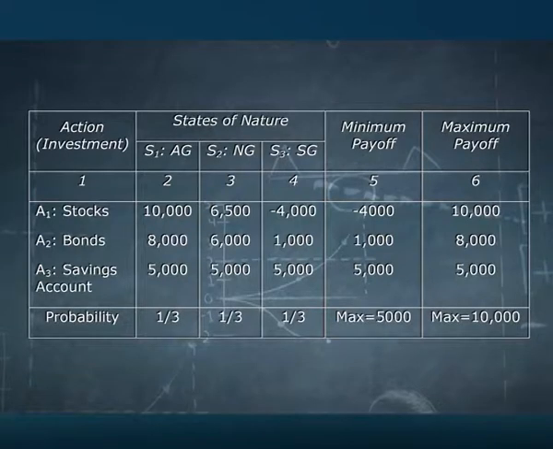We first determine the minimum payoff associated with each action and then choose the action that corresponds to the maximum of these minimum payoffs. The minimum payoffs associated with different actions are shown in table 1.3 of column 5. The maximum of these minimum payoffs is 5,000, which corresponds to Act A3. Thus, according to Maximin criteria, the best investment plan is to choose Act A3, that is saving account.